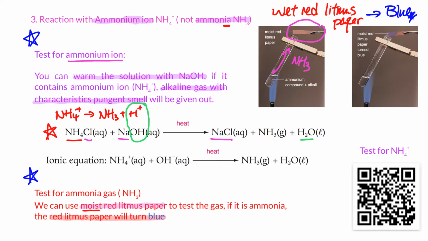If you do an ionic equation, you can see that the Cl minus and Na plus will be eliminated in the process. So leaving behind, you have NH4 plus, OH minus to give ammonia gas and water. So that will be the reaction with the ammonium ion. I highly recommend you go through this QR code, the YouTube videos, and it will show you the experiments for testing the ammonium ion, like this one.